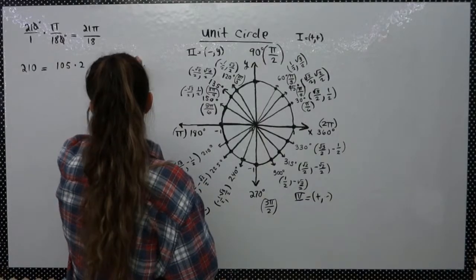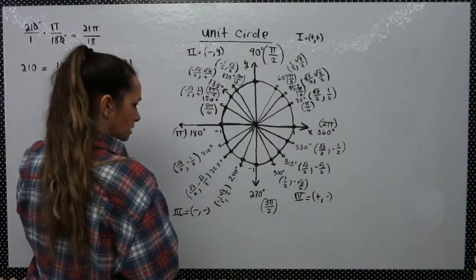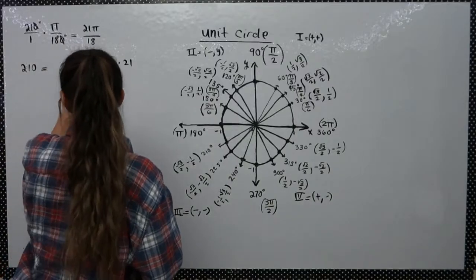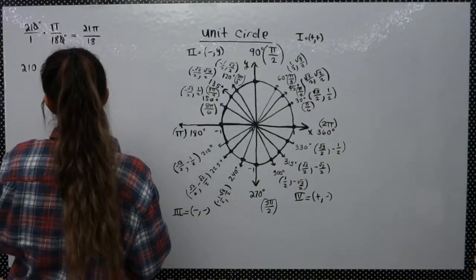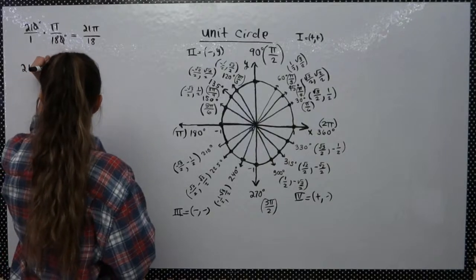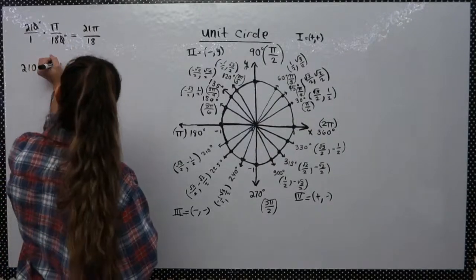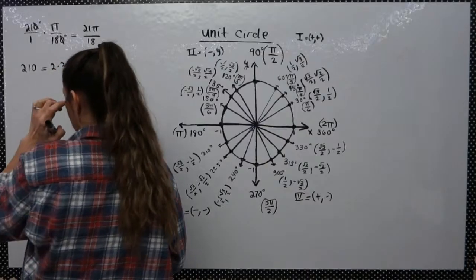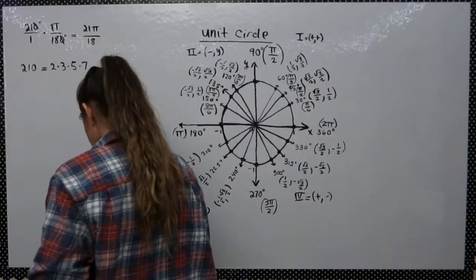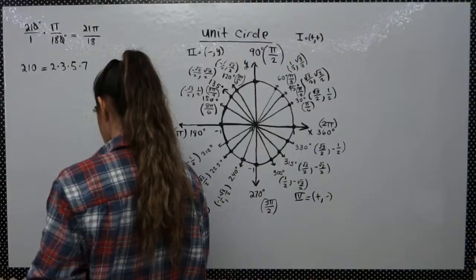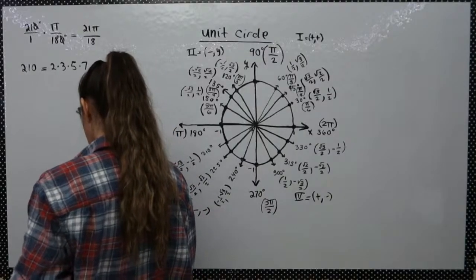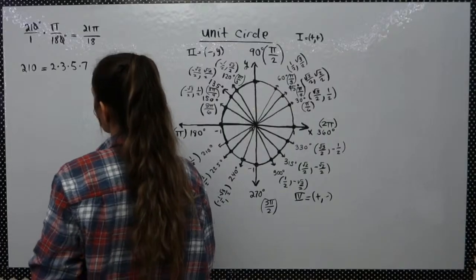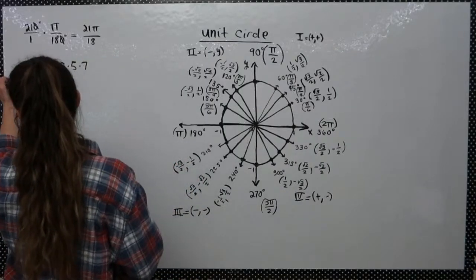And then 21 was 7 times 3? So then 210 equals, let me erase this. 210's factorization is 2 times 3 times 5 times 7. So if I multiply all those numbers together, it's going to give me 210. Let's try it. 2 times 5 times 3 times 7. Yeah, 210. And then I'll do the same thing for 180.